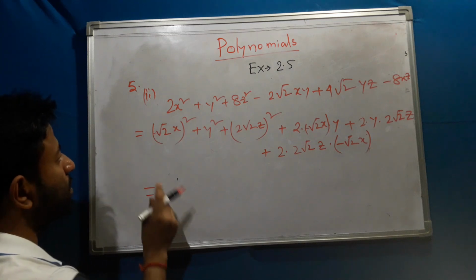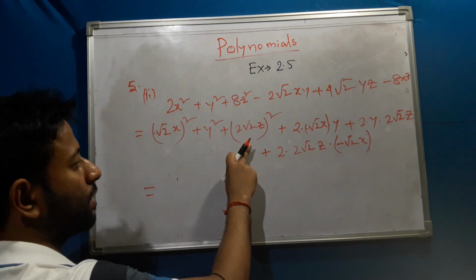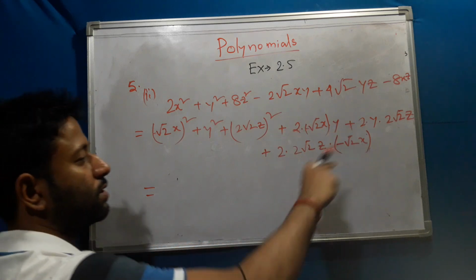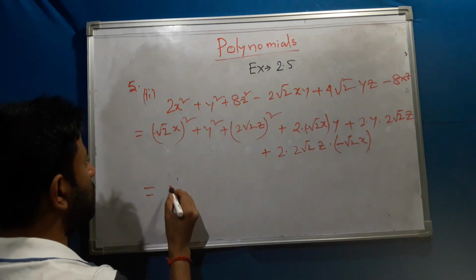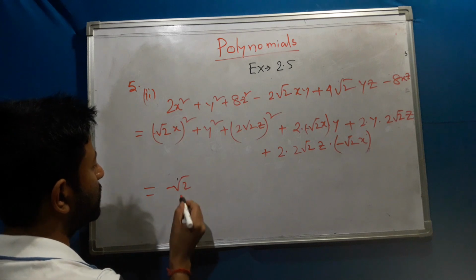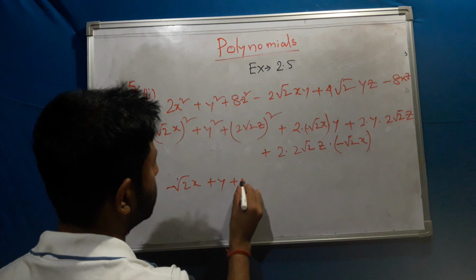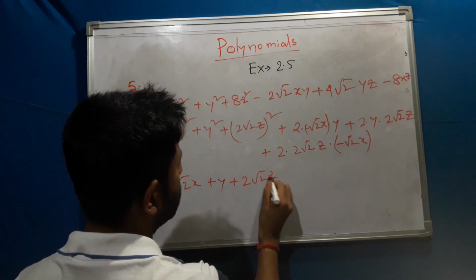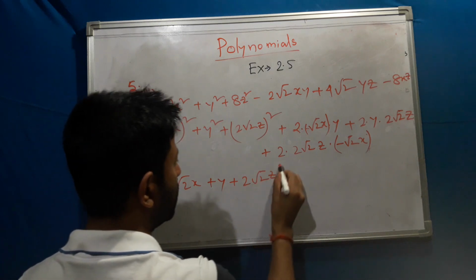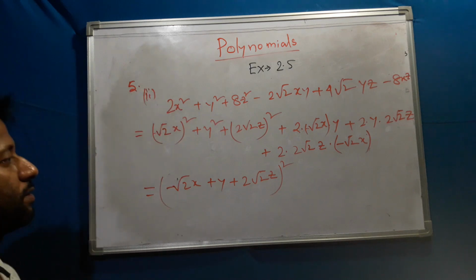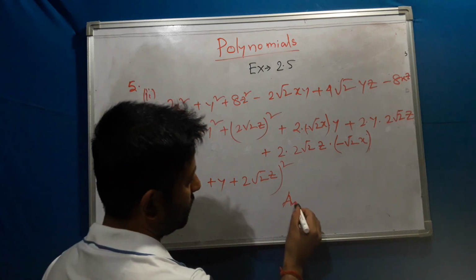Now, so it is x square plus y square plus z square plus 2xy plus 2yz plus 2zx. So it is exactly minus root 2x plus y plus 2 root 2z whole square. Okay, so this should be the answer.